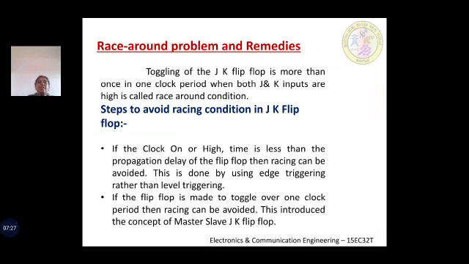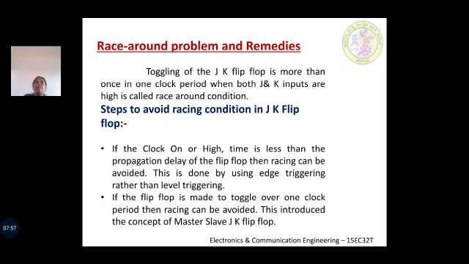So this second concept is the race around problem and remedies. What do you mean by race around problem? Toggling of the JK flip-flop more than once in a clock period when both J and K inputs are high is called race around condition. So this is known as race around problem or race around condition. What are the steps to avoid the race around condition in JK flip-flop?